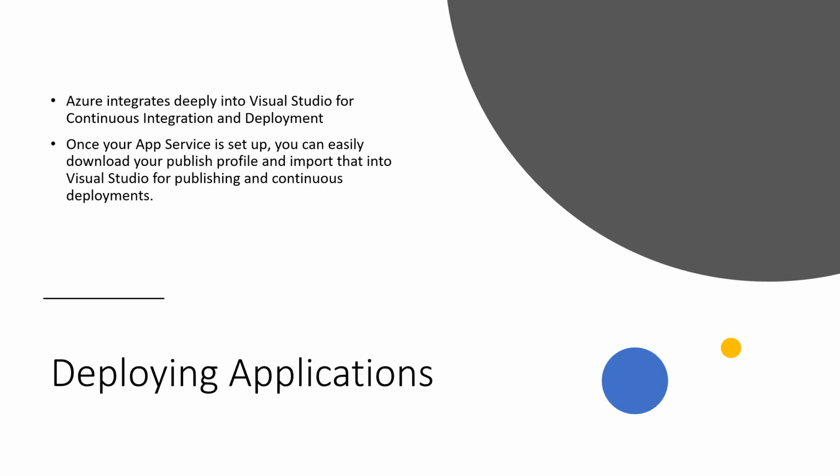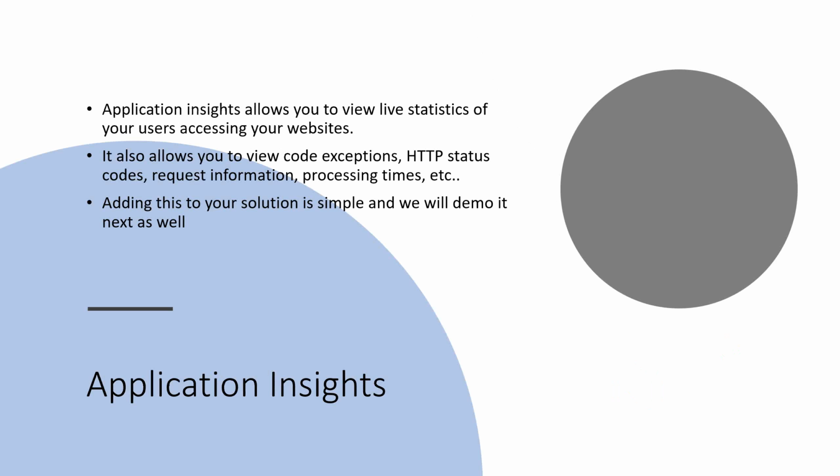So I've talked about deploying applications into Azure and the integration into Visual Studio. It's built right in, basically up from Visual Studio 2015, I believe. 2013 has it, but 2015 up, it's very nice. So I'm going to show it using 2017. Once your app service is set up, you can easily download your publish profile and import that into Visual Studio for publishing and continuous deployments. And I'm going to demo that for you.